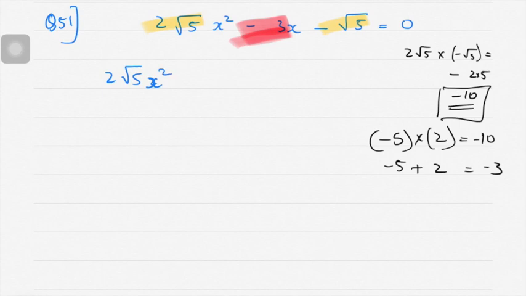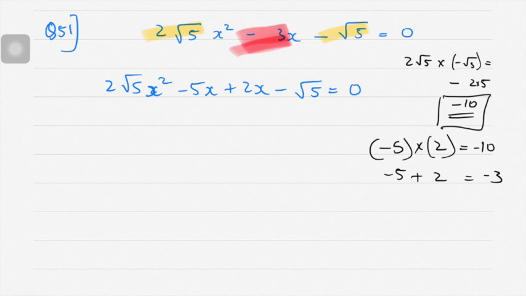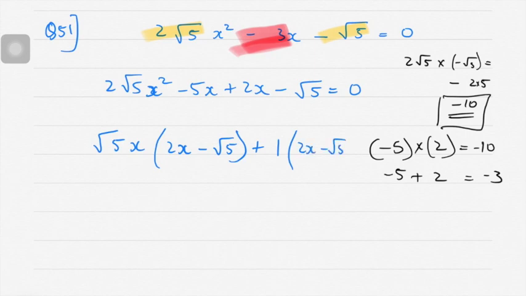So 2 root 5 x square minus 5 x plus 2x minus root 5. Taking the common out, root 5 is common here, correct, and x is common, so 2x is uncommon, minus root 5. Okay, minus here nothing is common, so 1, and uncommon 2x minus root 5 is equal to 0.